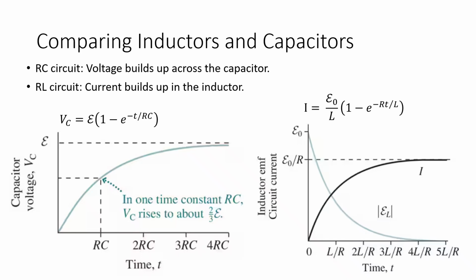And so as we think about an RC circuit versus an RL circuit, with an RC circuit, the voltage builds up across the capacitor. And again, this is not for an alternating current. This is just for a regular battery. With an RL circuit, the current builds up in the inductor. So we see a lot of similarities between an RC circuit and an RL circuit.